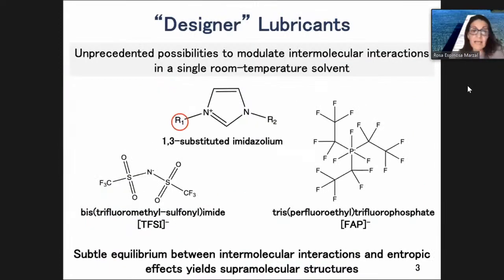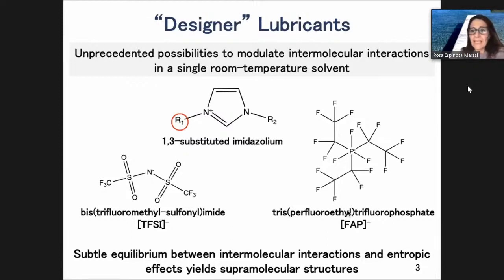Here you see some examples of cations and anions. This is the imidazolium cation. I will focus on this cation in my talk. It can have different lengths on the alkyl chain. Here we have a TFSI anion. I will also focus on this anion in my talk, and another anion as example, the FAP.